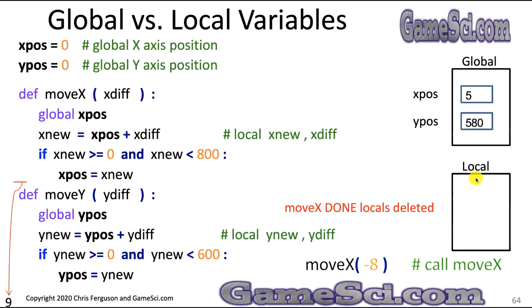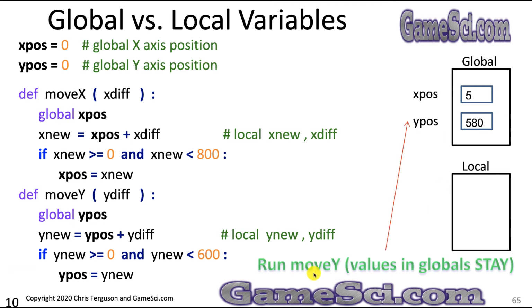Notice also that the local variables were deleted. Local variables are created and deleted on demand. When you call move X, the locals are created. When you leave move X, the locals are deleted. What sticks around? The global variables stick around. Global variables do not disappear between function calls, but local variables do.